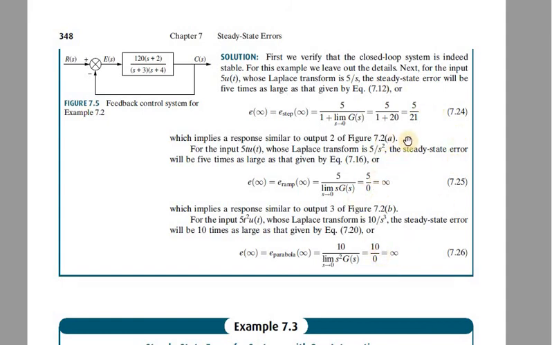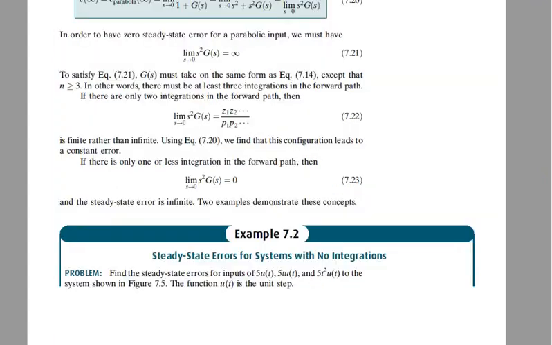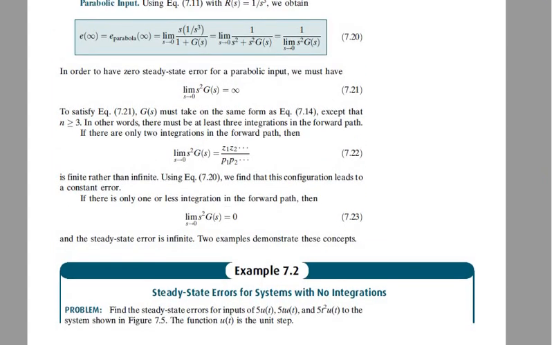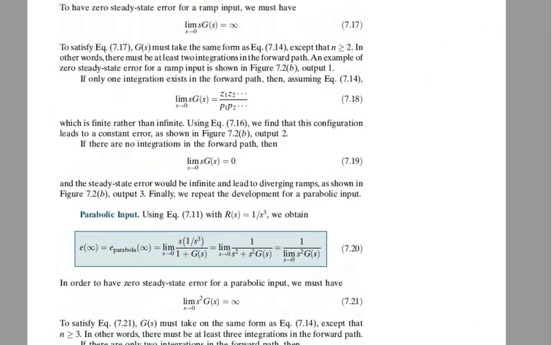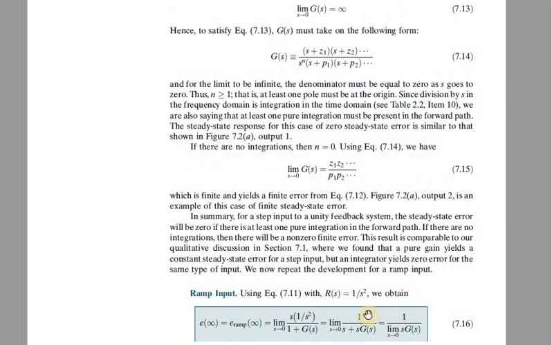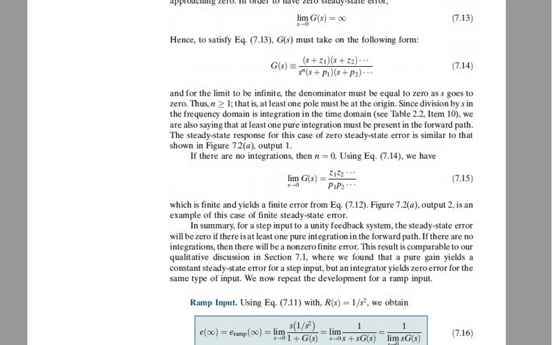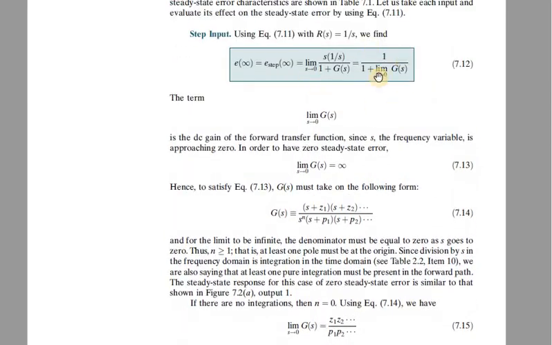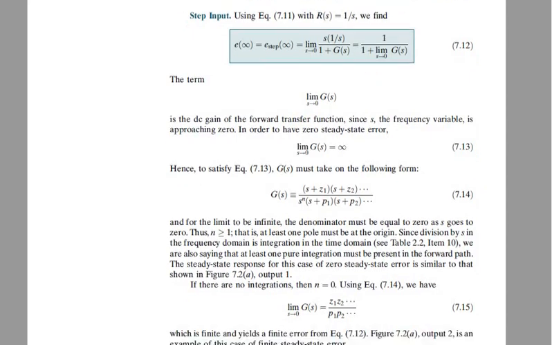How do we get these equations? We will use this formula. For example, this is for parabola, right? If we look at, this is for ramp input 7.16. 7.12 is the step input. Okay, remember this. So we use these formulas to solve this example.